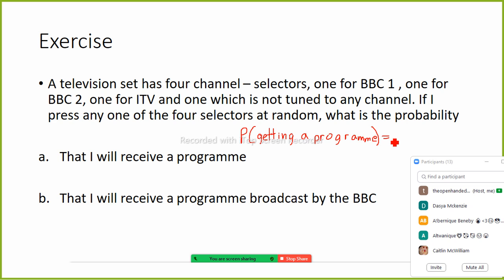I'm not sure, but I've got 3 out of 4. Well, it says there's a probability that you will receive a program. And the last channel is not tuned. So you wouldn't get any channel. So that only leaves you 3.